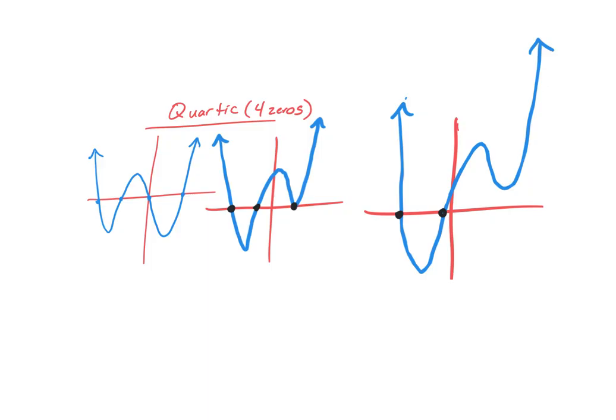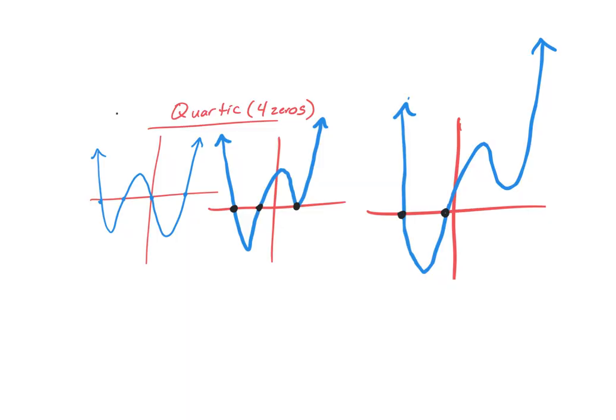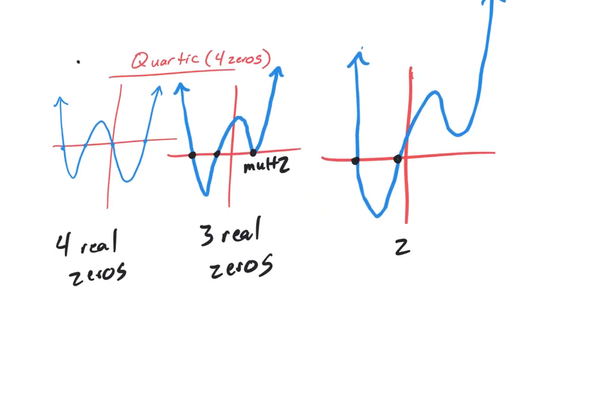That doesn't mean the graph has to cross the x-axis 4 times. So for instance, this one, we would say that it has 4 real zeros. This one has 3 real zeros, because one of them is a multiplicity of 2, and it counts as 2. This one has 2 real and 2 imaginary zeros. All of them are quartic polynomials. Essentially the same type of graph. Looks a little bit different, but they're still quartic. Okay?